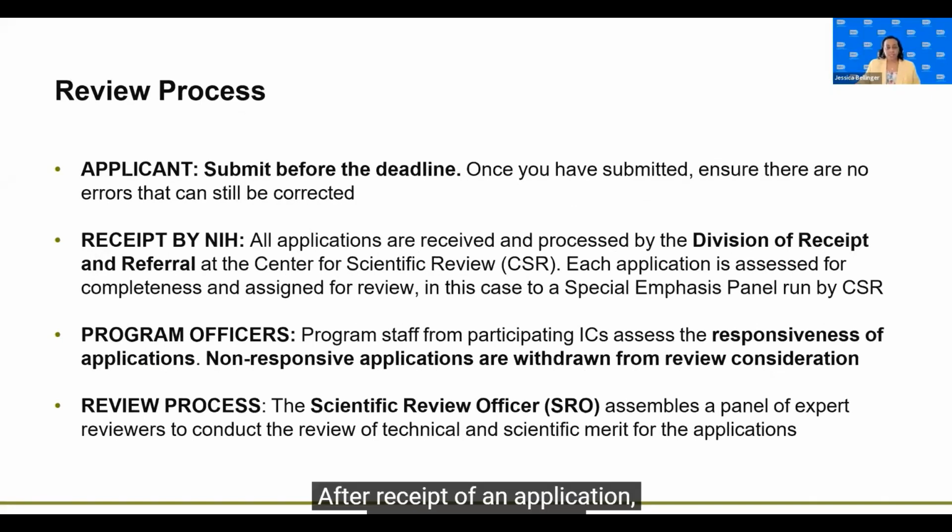After receipt of an application, referral staff at CSR will assess the application for completeness and will then assign the application to a review group as well as an IC for funding consideration. Program staff will assess applications for responsiveness. The Scientific Review Officer, or SRO, will assemble a panel of expert reviewers to conduct the review of scientific and technical merit of the applications.